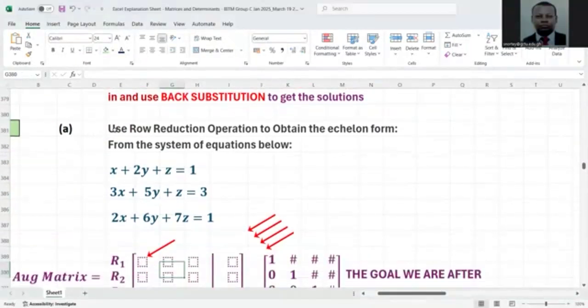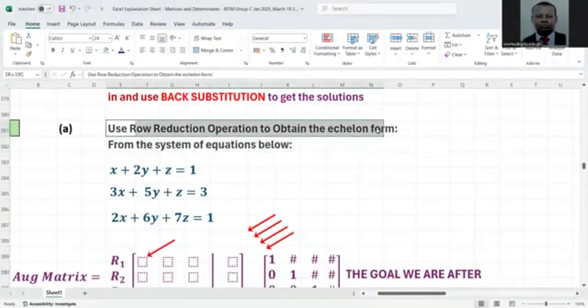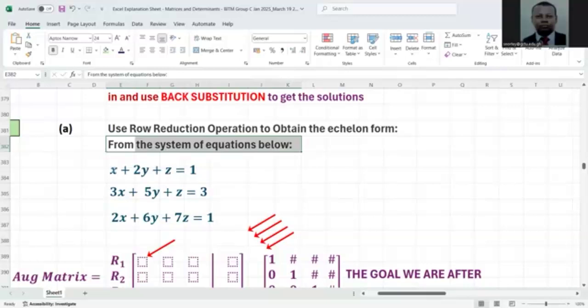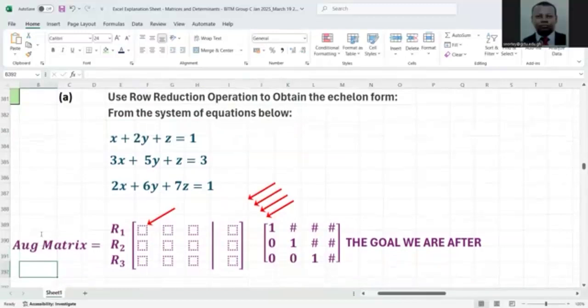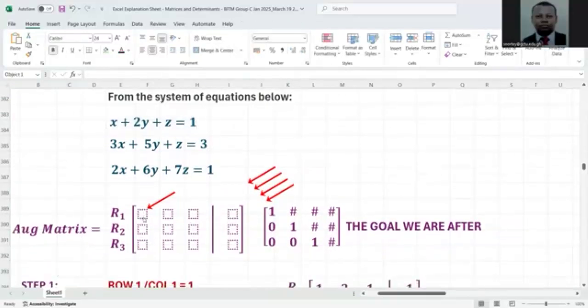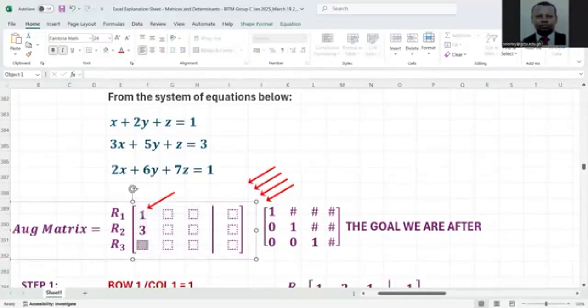It says that use row reduction operation to obtain what they call the echelon form of the augmented matrix from the system of equations below. So this is my system of equations. Remember step 1, we must form the coefficient matrix and then add the answers to it so that I form what I call the augmented matrix. So I'm going to pick the coefficients of x. They are 1, 3, and 2. Then the coefficients of y are 2, followed by 5, followed by 6. And then the coefficients of z are 1, followed by 1, followed by 7.